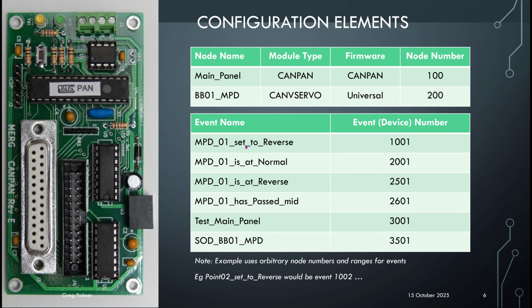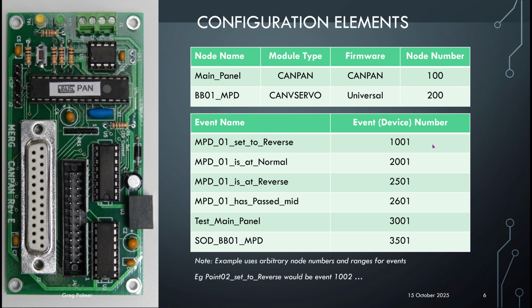What's important is I'm distinguishing that this is the one doing the moving from the ones that are doing the feedback. Here we have an event number of 1001, so I basically just went to 1000 and added the point number. For my feedback for normal position, I've gone 2001. Feedback for is it at the reverse position, 2500, and MPD is past mid 2601.